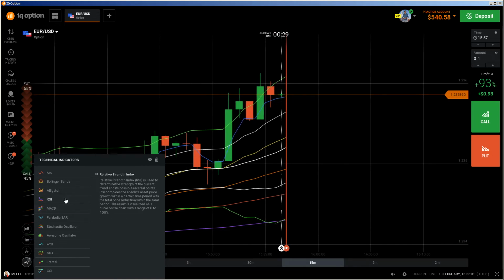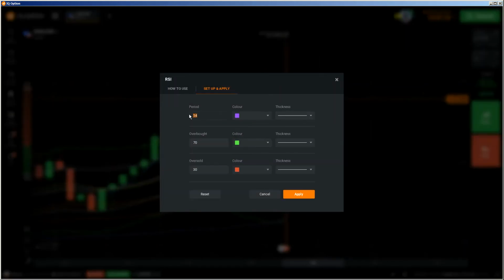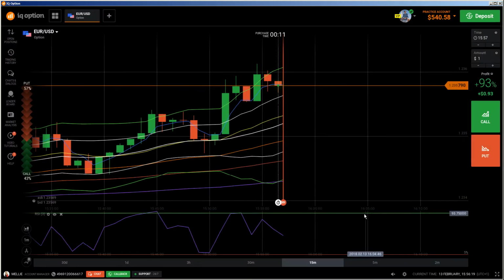So let me put it on. The default setting is 14, but because I use 1 minute expiry time, I use only 3. And the overbought is not 70, it's 95, and the oversold is 5. So, and apply. So let me see.